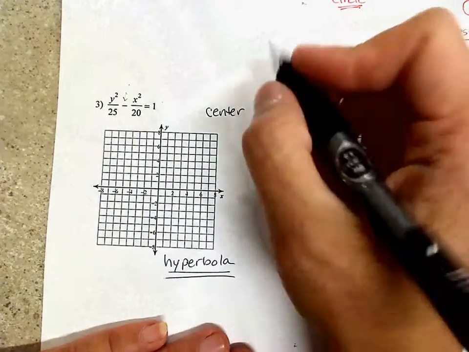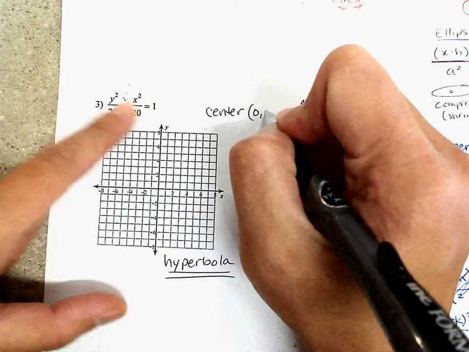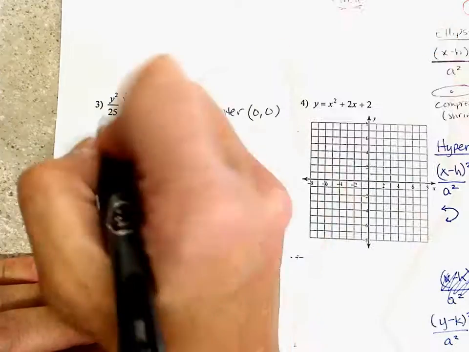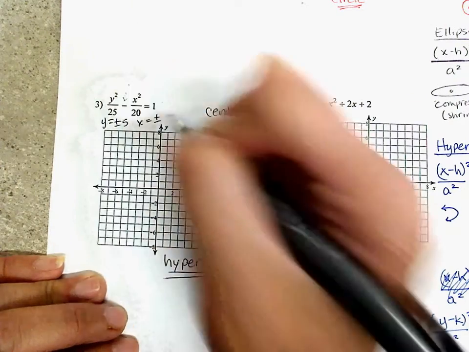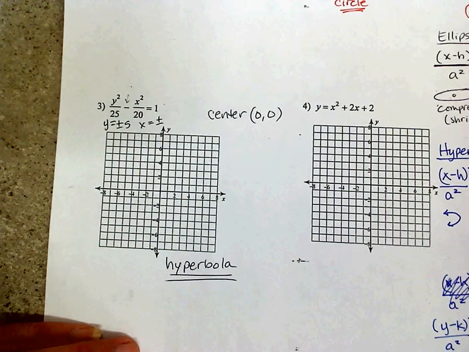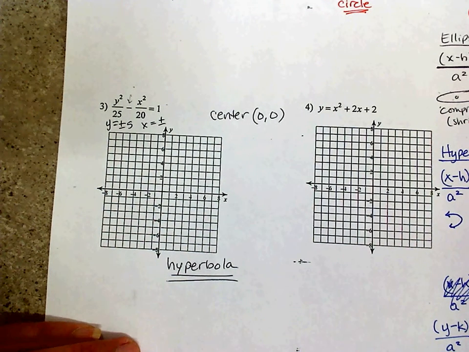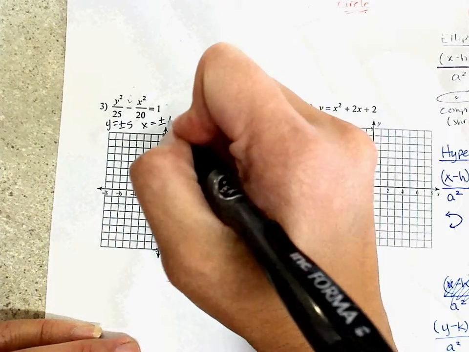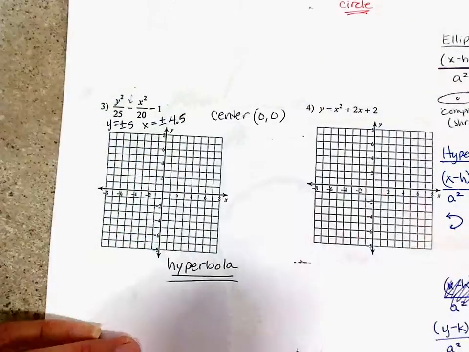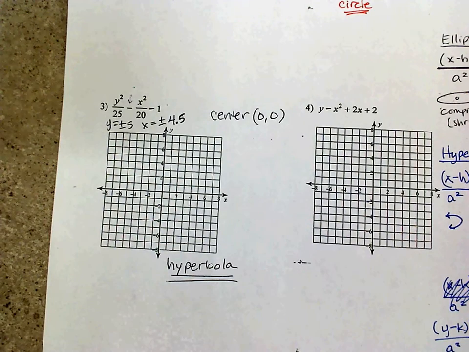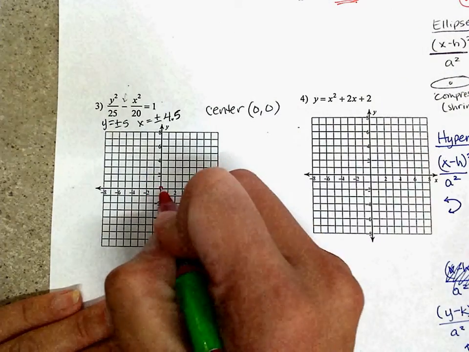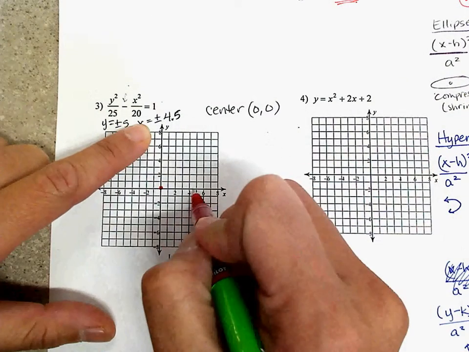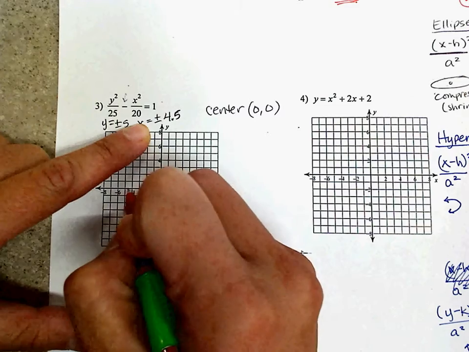Your center, x is 0, y is 0. So y here is plus or minus 5, and x here is plus or minus square root of 20, and the square root of 20 is 4.5. I'm going to use red to graph so maybe you can see a little bit better. Center is (0, 0). X value is 4.5, 4.5 to the right, 4.5 to the left.